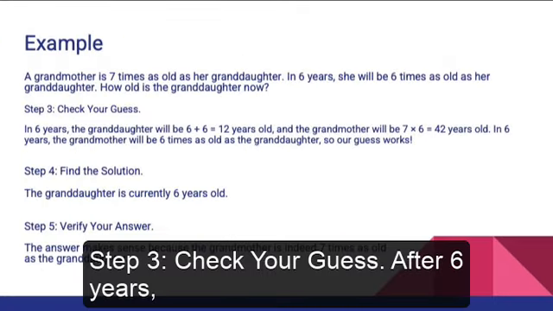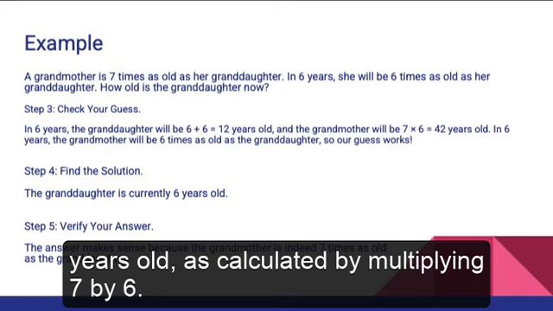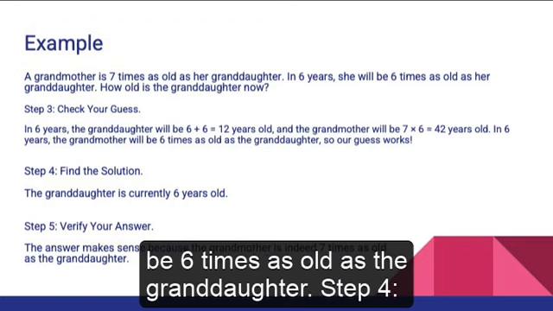Step 3. Check your guess. After 6 years, the granddaughter will be 12 years old and the grandmother will be 42 years old, as calculated by multiplying 7 by 6. This confirms that in 6 years, the grandmother will indeed be 6 times as old as the granddaughter.